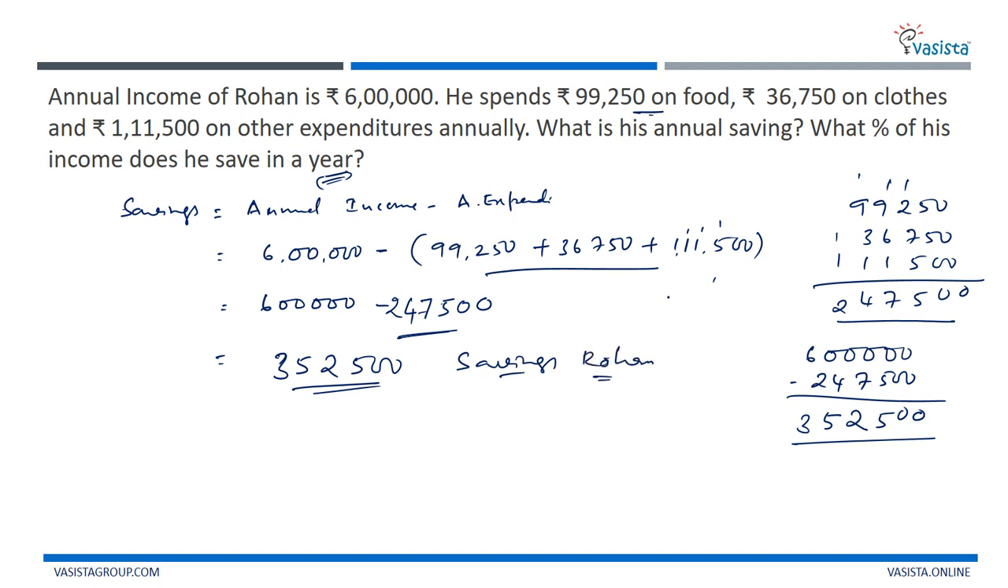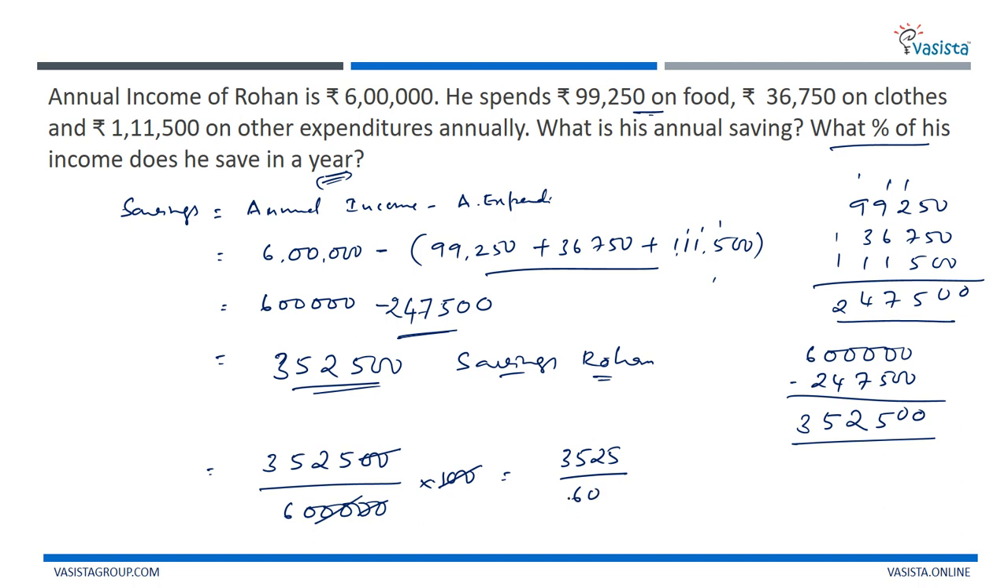Right, now what we have to find out is what percent of his income he saves in a year. The percentage is nothing but 3,52,500 divided by 6 lakhs, into 100. Now simplify it. These 2 zeros I will cancel, and these 2 zeros I will cancel. The remaining is 3,525 divided by 60.